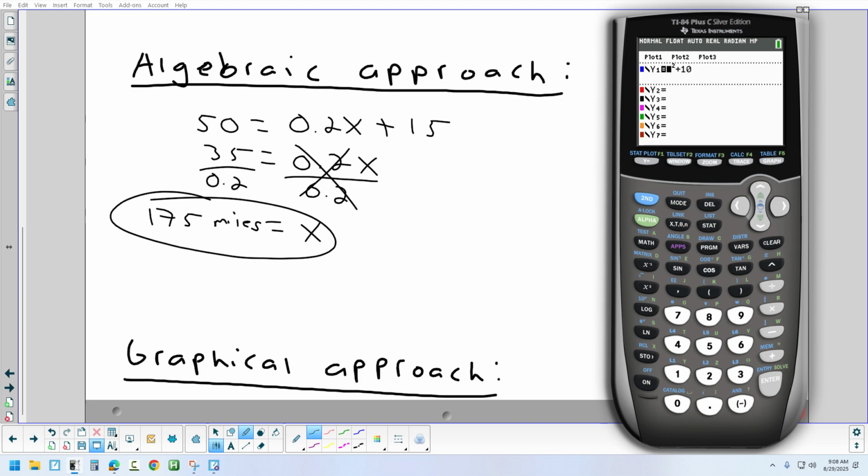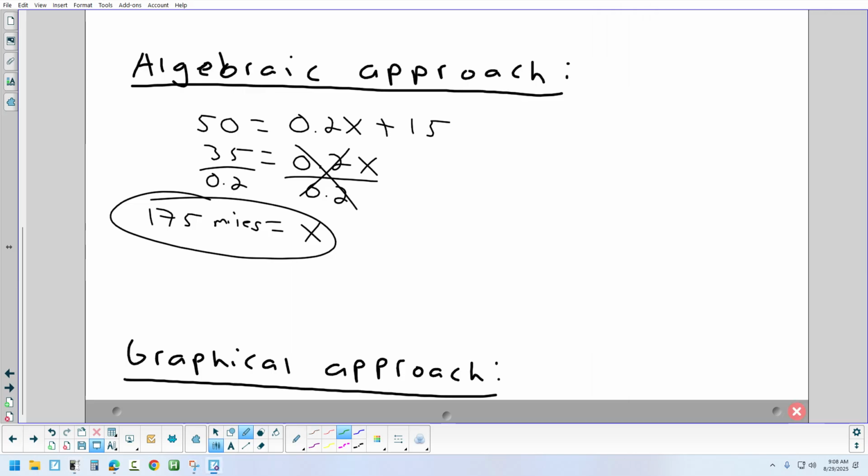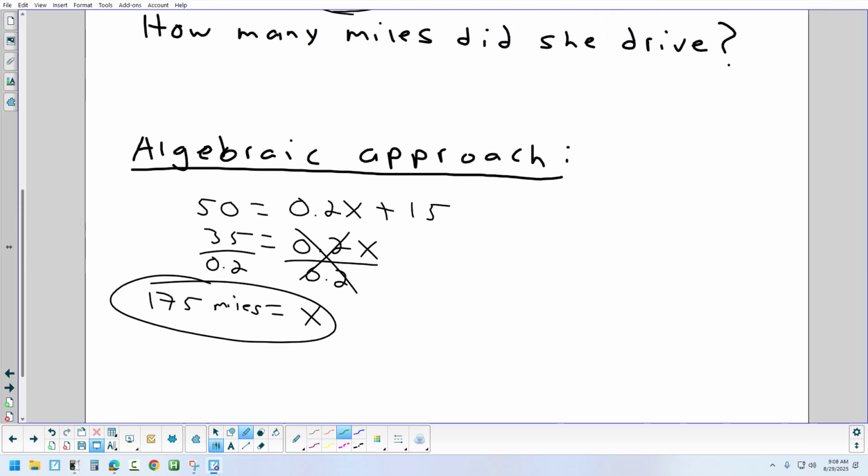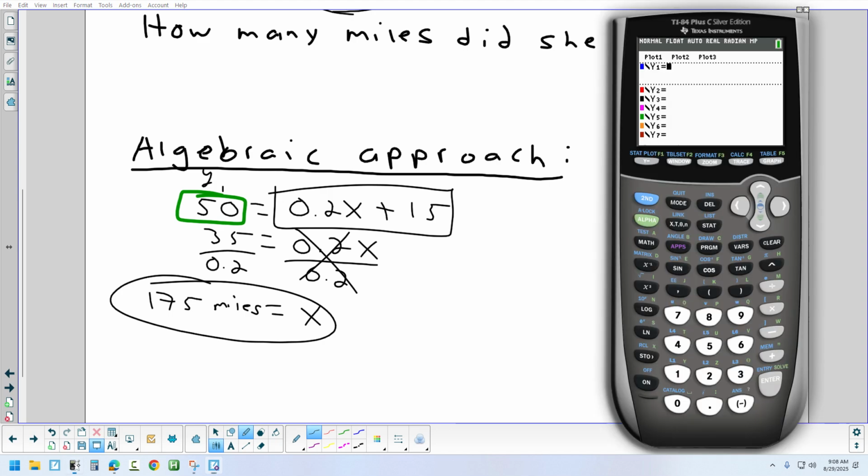Might still be something in there from yesterday. We need to get rid of that, so we're going to clear that up. Everybody should be at a screen that looks exactly like that. Is anybody not at that screen? All right. So the way that we're going to do this graphically is we're going to look at each side of the equation separately. We've got this, and we've got that. We are going to put what's on the left side in y1, so we're just going to put in the number 50.